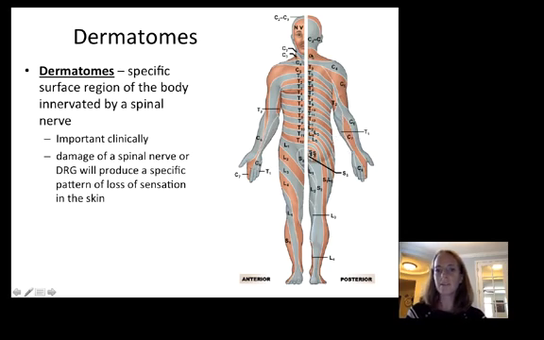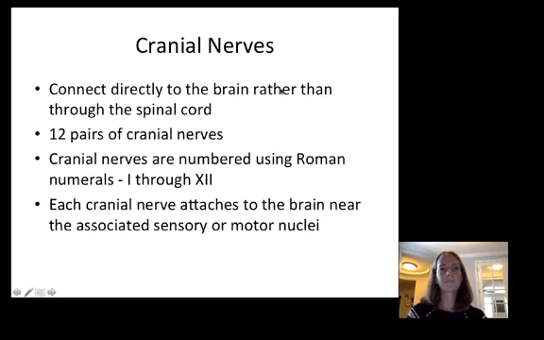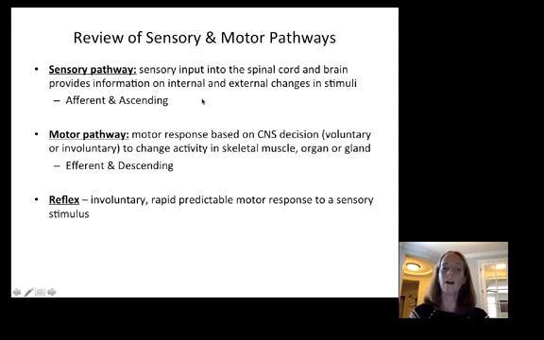So these maps, here's the front of the body, here's the back of the body, can ultimately show us how the mapping of the spinal cord is created by the mapping of the nerves. We also have the cranial nerves, which connect directly to the brain rather than through the spinal cord. If you want a review of these, go back to your sensory lecture or your anatomy slides. So overall, we have sensory, motor, and reflex pathways that involve the integration of the central nervous system.